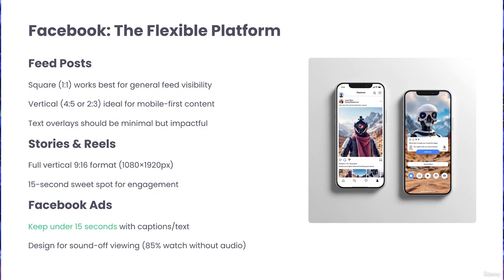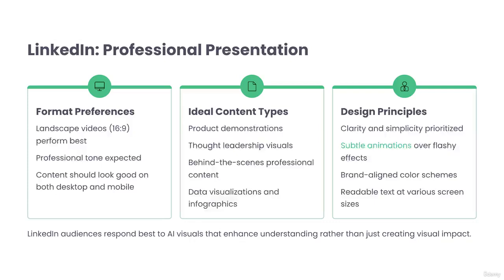Facebook is a bit more flexible. Square 1:1 works great in the feed, while vertical 4:5 or 2:3 is ideal for mobile-first posts. Just like Instagram, stories on Facebook also use the 9:16 vertical format. If you're creating ads, Facebook recommends keeping videos short, under 15 seconds, with captions or motion-based text to engage viewers even without sound. Then there's LinkedIn, where a more professional tone is usually expected.